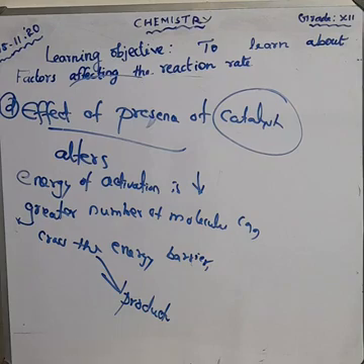So, which are the points we learned? First one is the nature and state of the reactant. Second point is the concentration of the reactant. The third point is the surface area of the reactant. Next is the presence of a catalyst. These are the important points we learned.